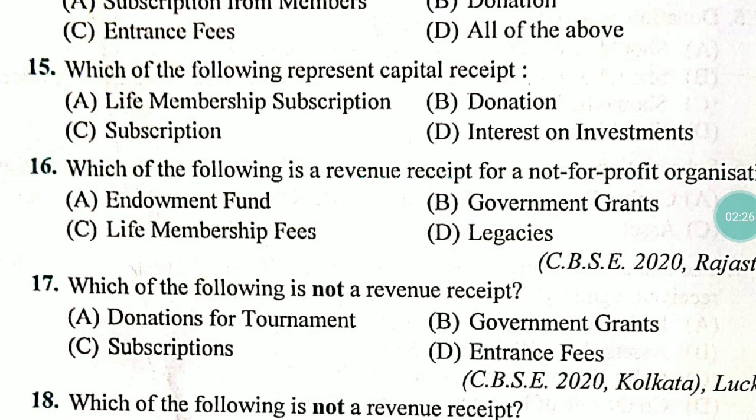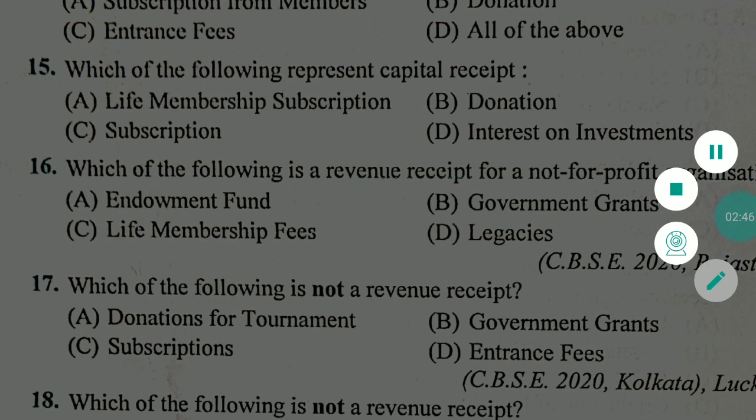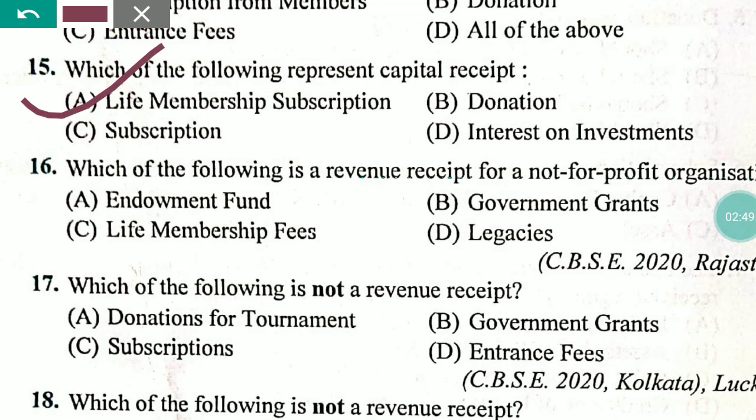Now we are discussing the next question. Which of the following represents a capital receipt? The options are life membership subscription, donation, subscription, interest on investment. The right answer is life membership subscription, because life membership is paid by the member one time to the not-for-profit organization. So it is known as a capital receipt.